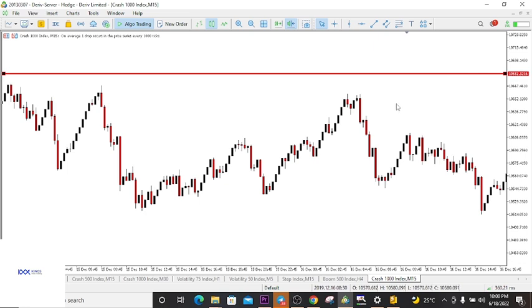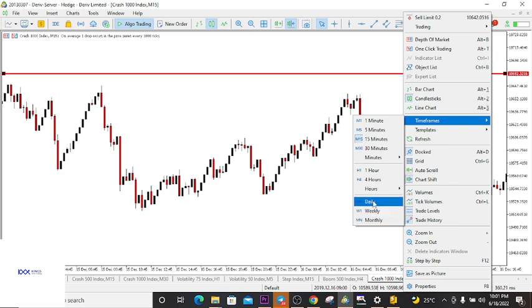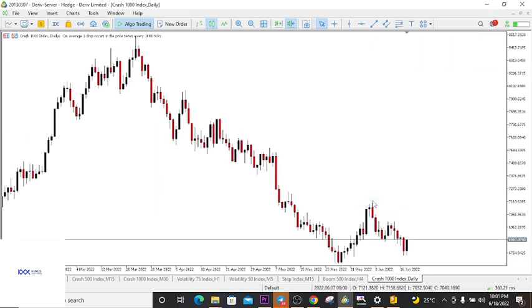Now what we need to do is to switch to a higher time frame. So I'm going down to the daily time frame, this is 1 day. Once you're in the 1 day time frame, or daily time frame, you can see on the right hand side of this screen.